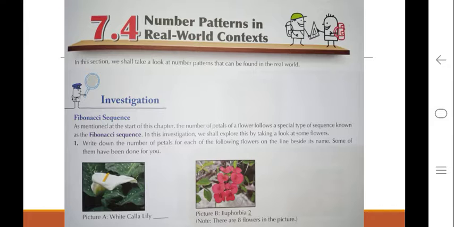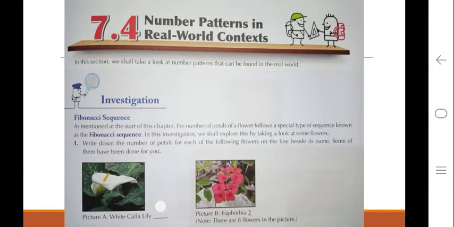As mentioned at the start of this chapter, the number of petals of a flower follows a special type of sequence known as the Fibonacci sequence. In this investigation, we shall explore this by taking a look at some flowers. Write down the number of petals for each of the following flowers on the line beside its name. Some of them have been done for you.